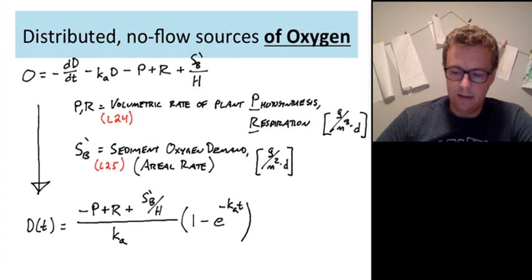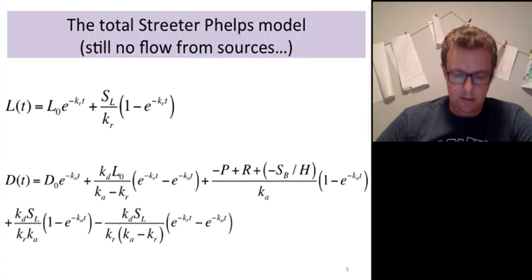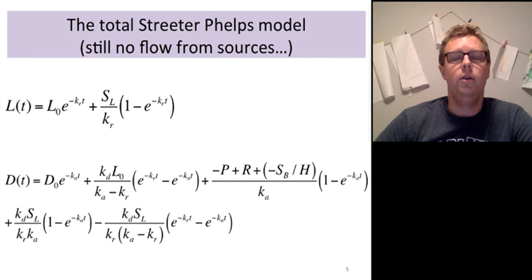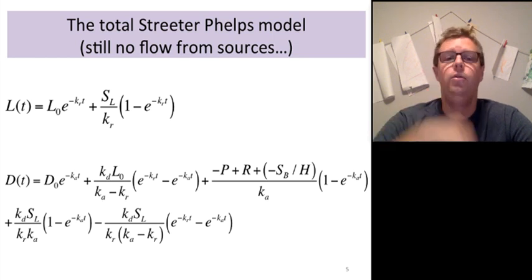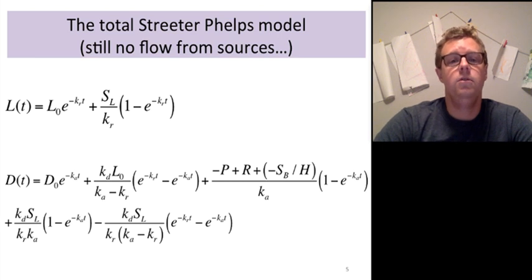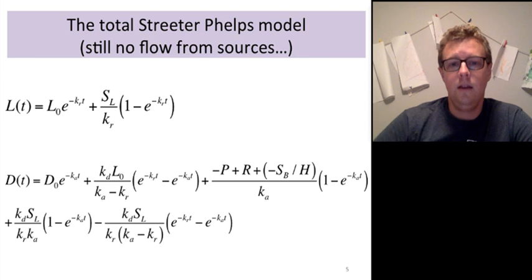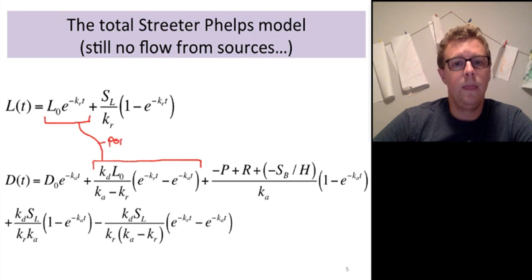Let's plug this all together, and what we end up with is the total Streeter-Phelps model. Noting here that there's still no flow from these sources, so these are sources that don't put a discharge of water into the system. So 2 equations on top, the solution for BOD, on the bottom, the solution for deficit. Chopra has this in the textbook as well, but I want to just walk through it so that we're very clear on all of this.